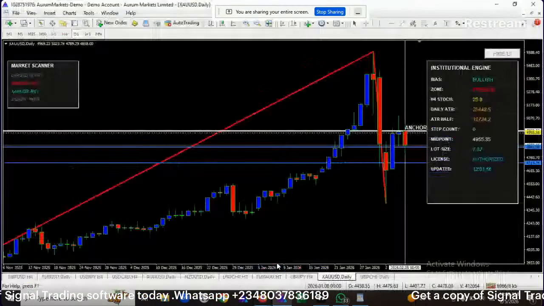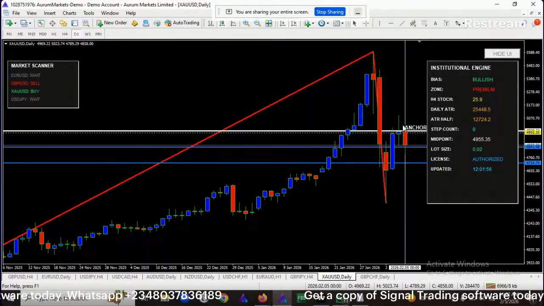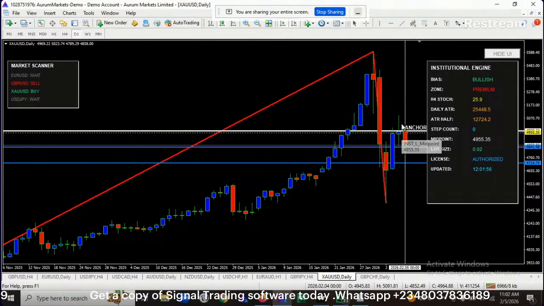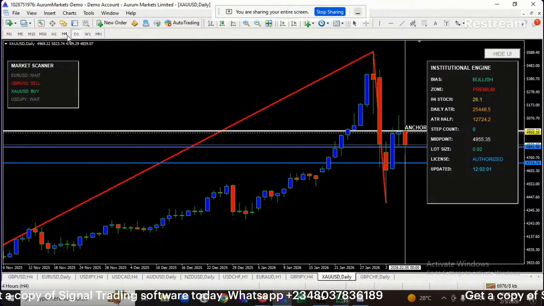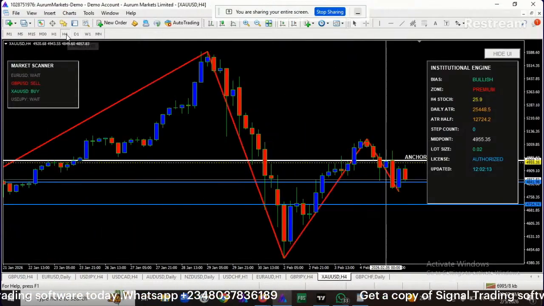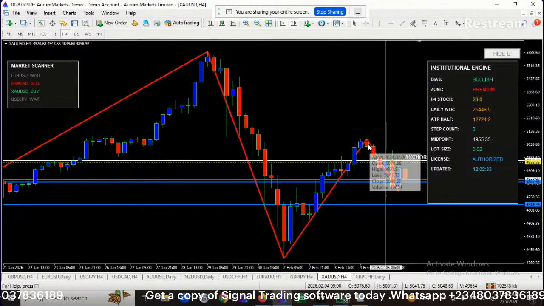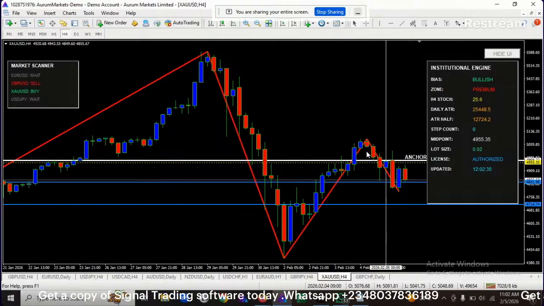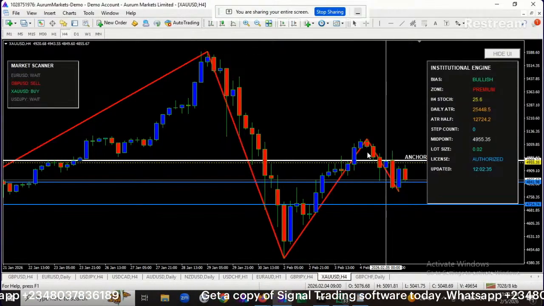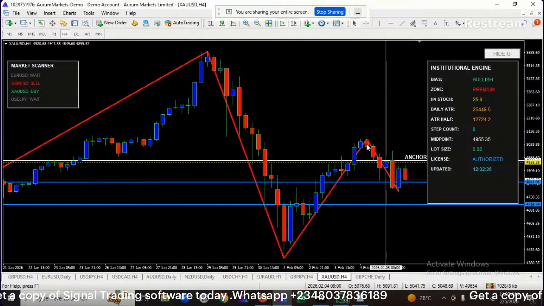So for gold, I was on gold, and I said you can see yesterday's candle closed as a spinning top. And if you go to the 4-hour time frame, we should be able to identify a bearish reversal pattern. We had a spinning candle here, a bearish spinning candle.